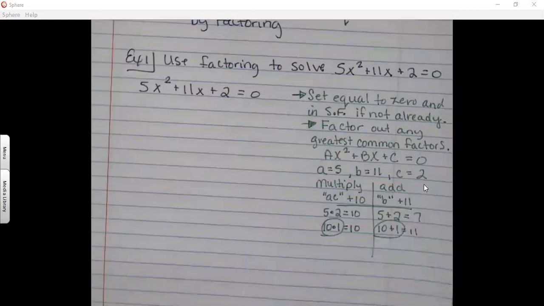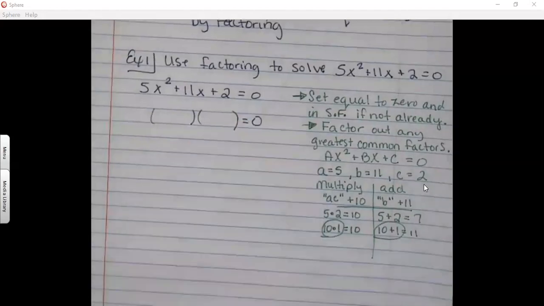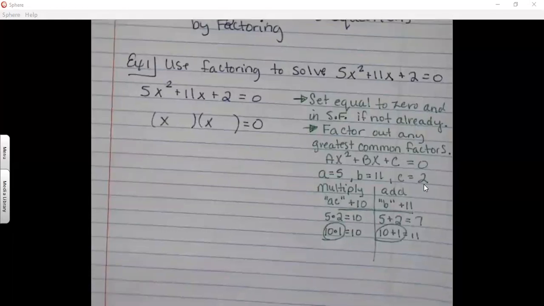Y'all down with that? Okay, so go back up to your problem. Make 2 sets of parentheses. Whatever variable that's being used is going to be the first term in each set of parentheses. So what variable are we using in this problem? X. So X is going to be the first term in each set. The second term in each set comes from the T-chart that we made. What were the two numbers that we multiplied together on the left side and added together on the right side? 10 and 1, and they were both positive, right? So put a plus 10 in one set and a plus 1 in the other.